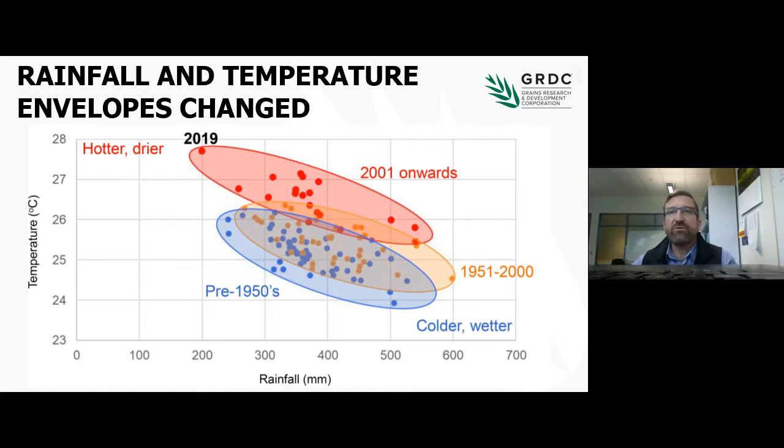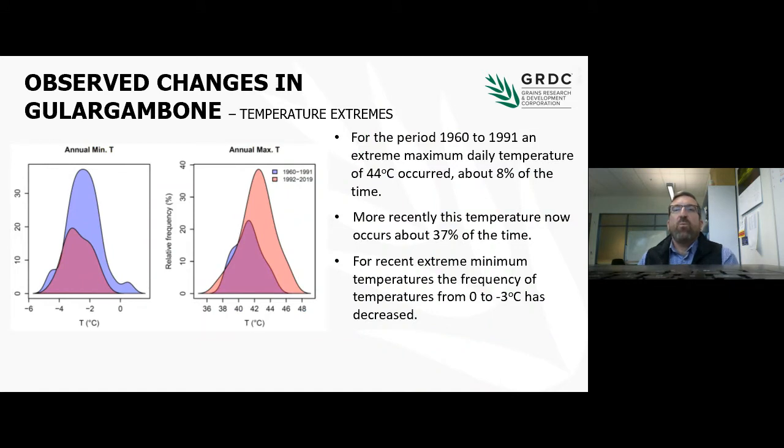Now, if we zone in to look at Gulargambone, what I wanted to show you here was comparing two periods in time. The first one is 1960 to 1991, and the second period is 1992 to 2019. What you're looking at there is the extreme temperatures, both the extreme cold temperatures, which are on the left-hand side, and the extreme warm temperatures, which are on the right-hand side of the slide.